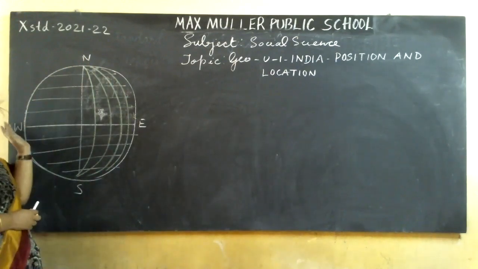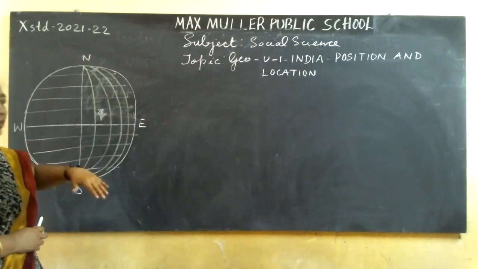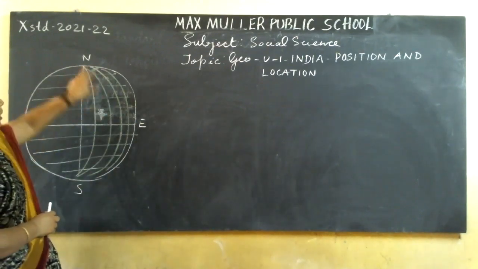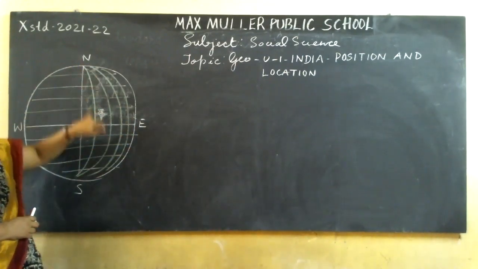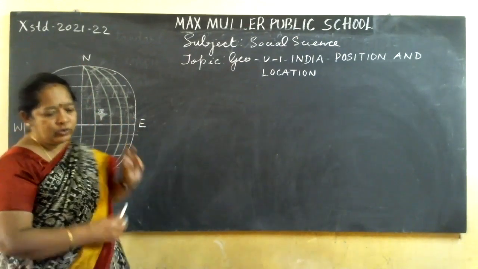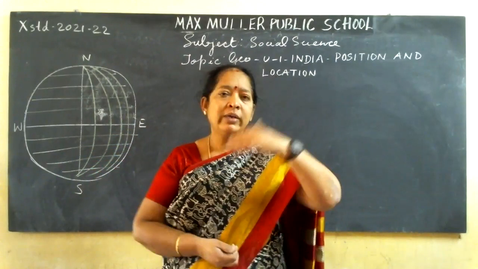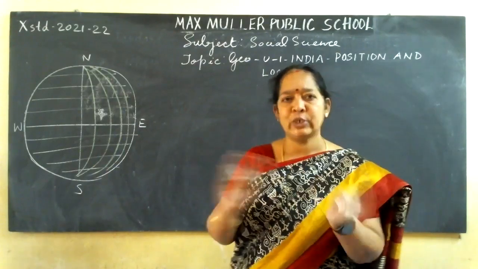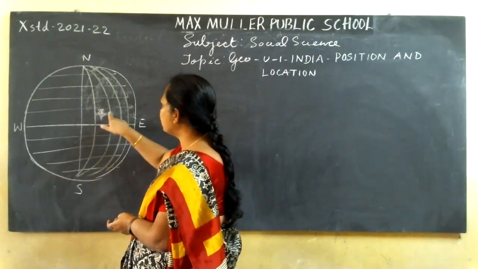Hemisphere means this side is the western hemisphere, this is the eastern hemisphere, and if you see the directions of north and south, this is the northern hemisphere and this is the southern hemisphere. So India is located in the northeastern hemisphere. All the latitudes will fall on the northern side and the longitudes on the eastern side. So let me tell you till how many latitudes and longitudes India extends, from north to south and west to east.